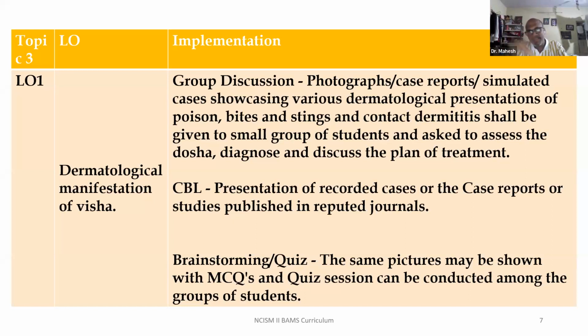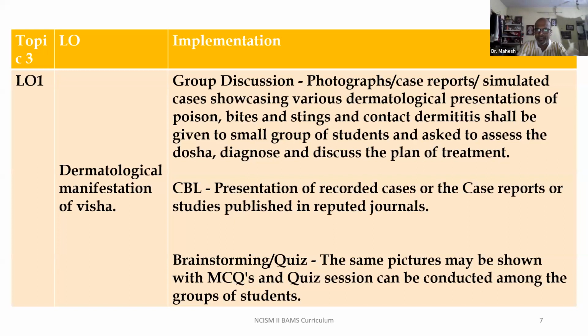So what we did the first day, we taught the scope of toxicodermatology, meaning why we need to do that. Next, we went through the Padaka Visha, Abharna Visha and all, and explained them. For each, we showed the photographs. Then in the practical, we gave the photographs and asked them to assess the doshas.